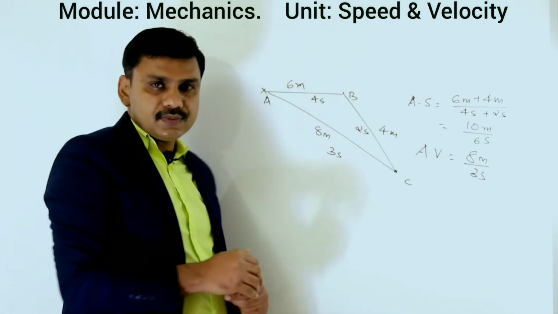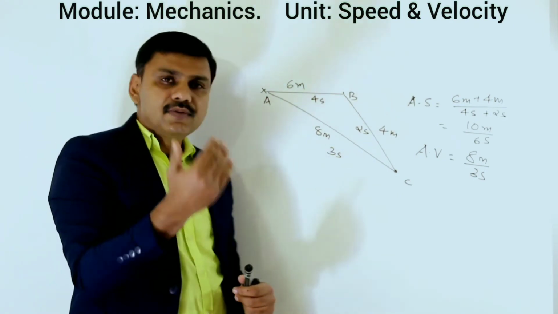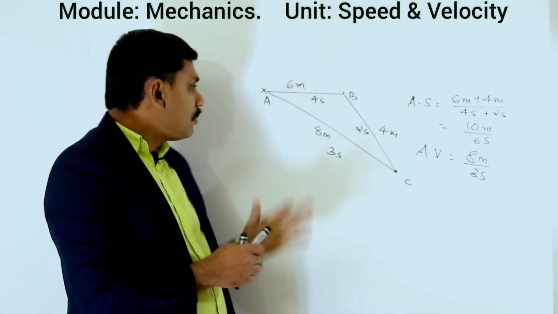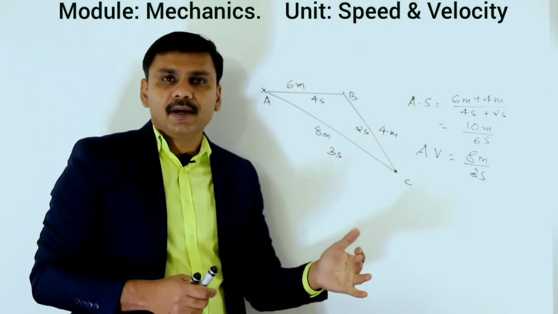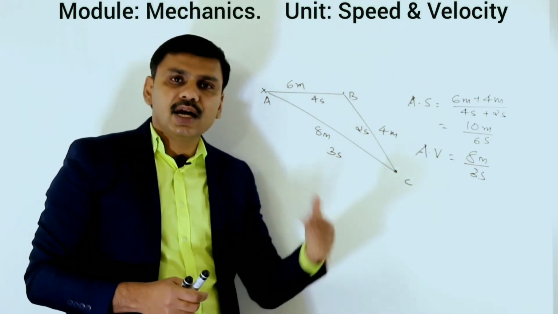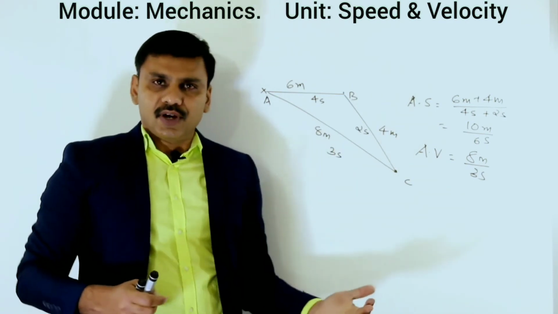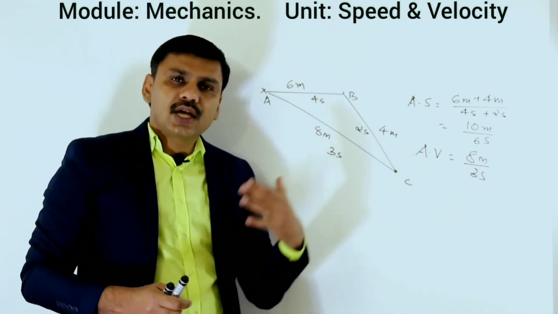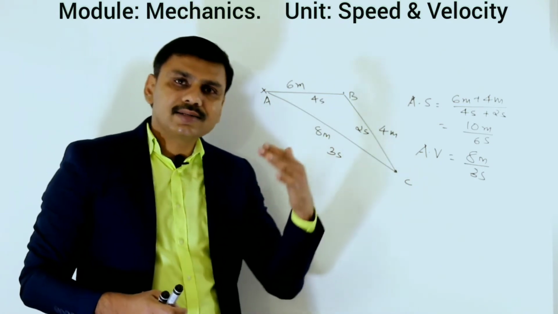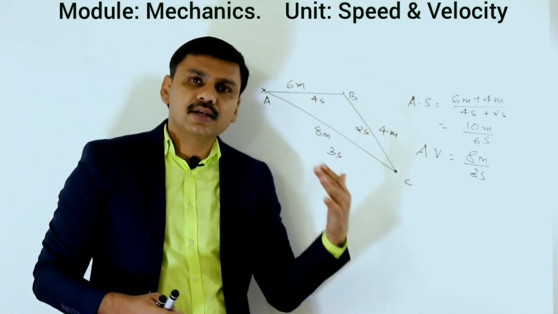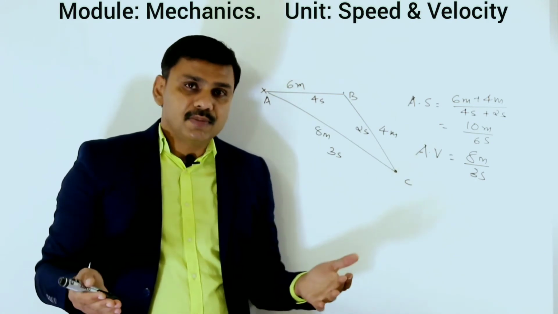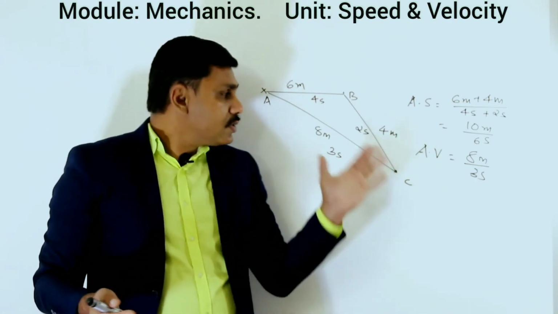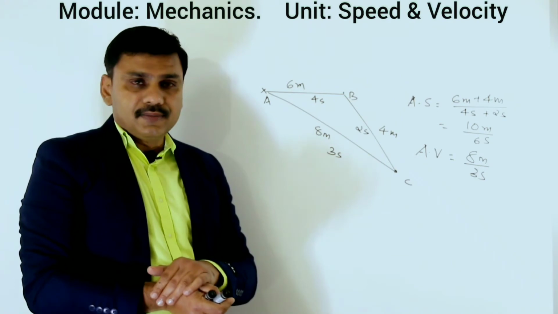Both are different. Average speed and average velocity are different. Initial position of the object is A, final position of the object is C, but their average speed and average velocity are different. What is the reason? For calculating average speed, you are considering distance, and for calculating average velocity, you are considering displacement. So that's why they are different.